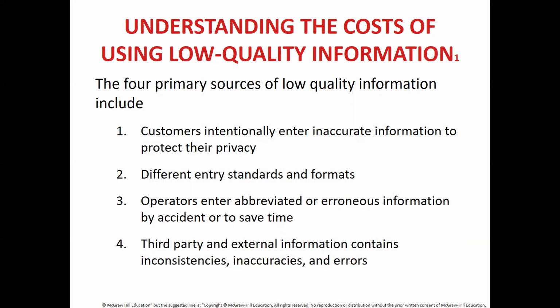Operators enter abbreviated or erroneous information by accident to save time. Instead of writing Fiji, somebody writes FJ, whereas the previous person wrote FIJI. So that's inconsistent data, and there's a use of abbreviated or erroneous information. Erroneous information means there's an error with the information that is entered. And third-party and external information contains inconsistencies, inaccuracies, and errors. So this is where there's error in the third-party information or the external information that is provided.